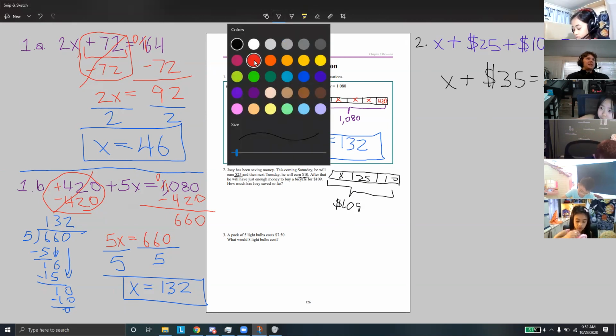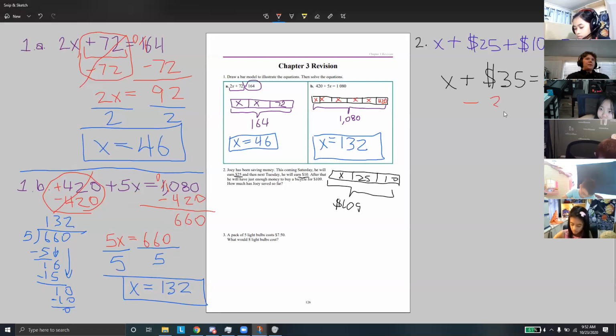And so the opposite of plus 35 or positive 35 is minus 35. So we're going to do minus 35 to both sides because we want to get the X all alone. So 9 minus 5 is 4. Can't do 0 minus 3. So 10 minus 3 is 7. X equals $74.